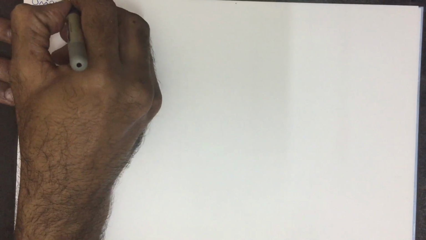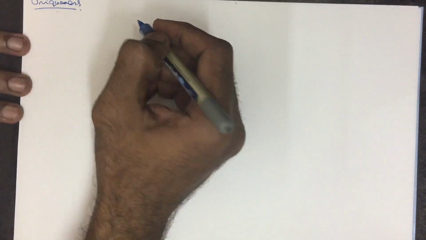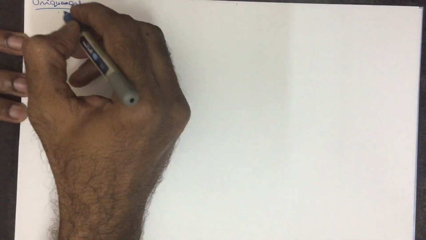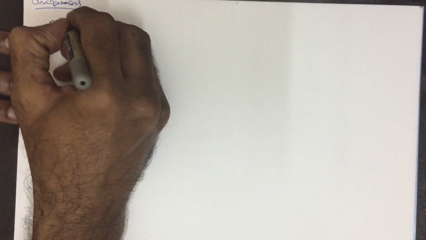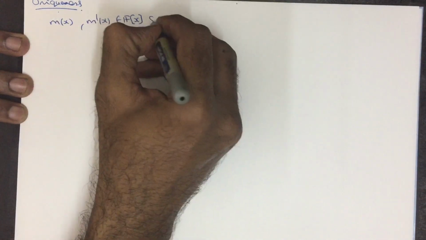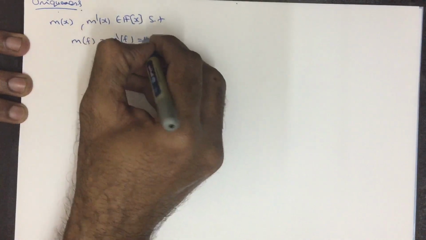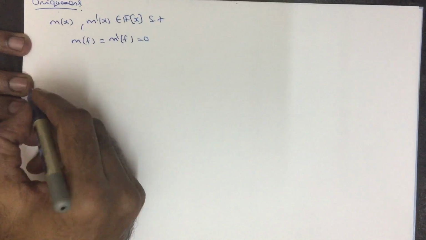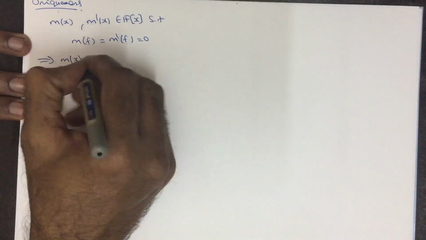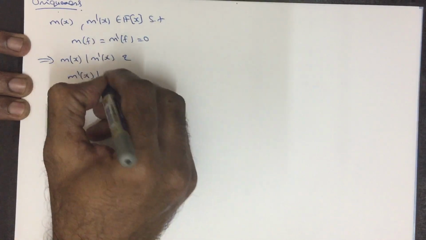Okay. So for the uniqueness of the minimal polynomial, we prove by contradiction. Suppose there are two polynomials, say m of x and m dash of x belonging to F of x, such that m of f is equal to m dash of f is equal to 0. Then by the result that we have just seen, m of x has to divide m dash of x, and m dash of x also has to divide m of x.